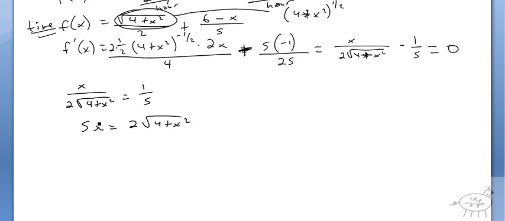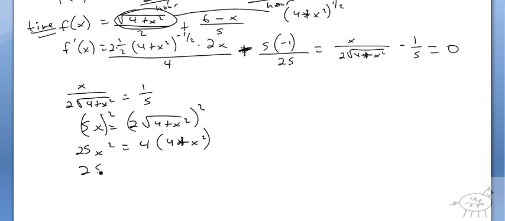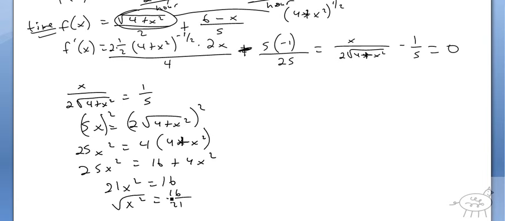All right, I need to square both sides. Let's get rid of that radical. So I square both sides, and I get 25x squared equals 4 times 4 plus x squared. All right, and so I get 25x squared equals 16 plus 4x squared. And then I'm going to move that 4x squared over. I get 21x squared equals 16, and I get x squared equals 16 over 21. If I take the square root of both sides, I get x equals 4 over root 21.